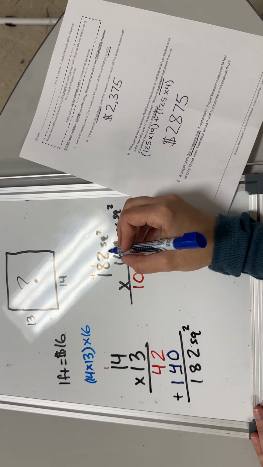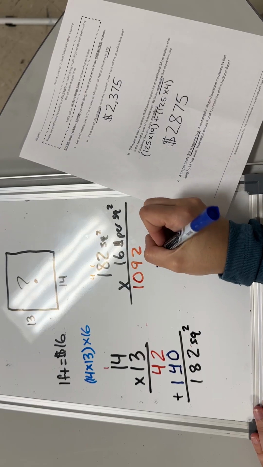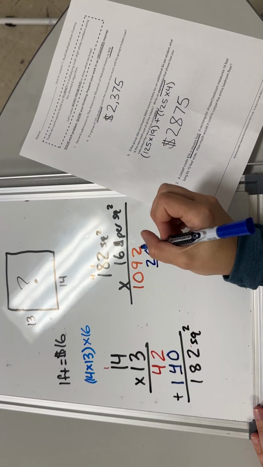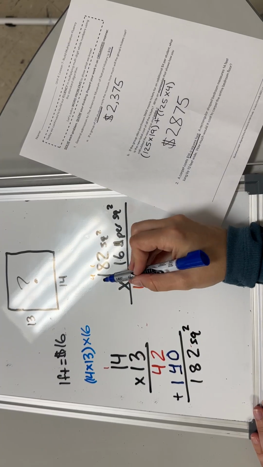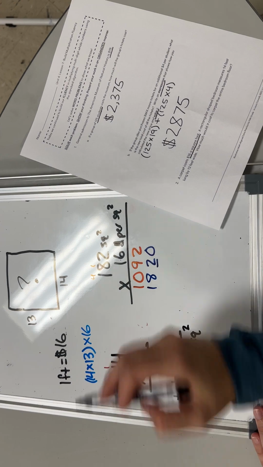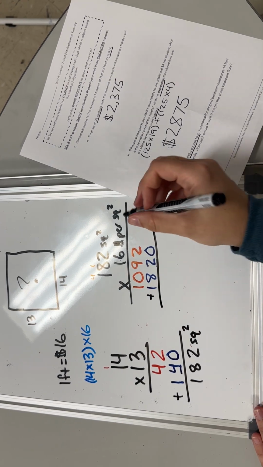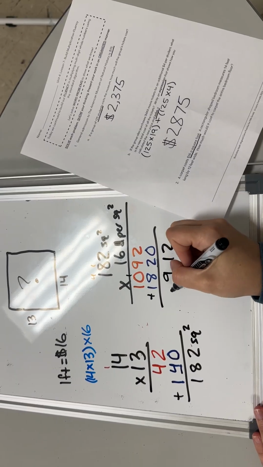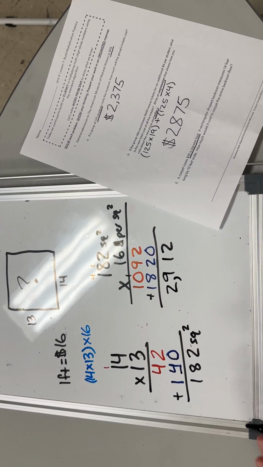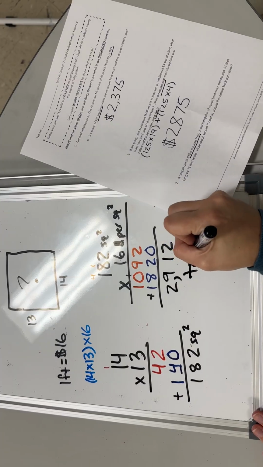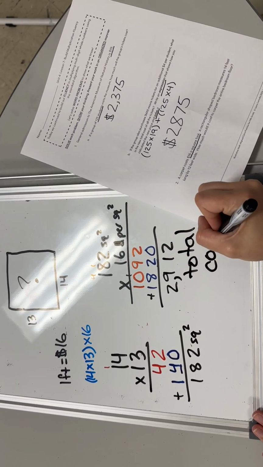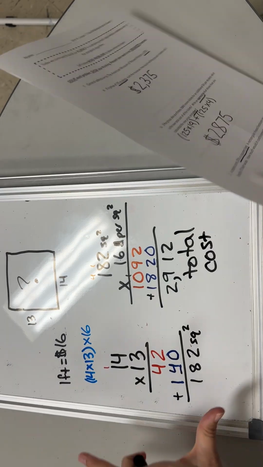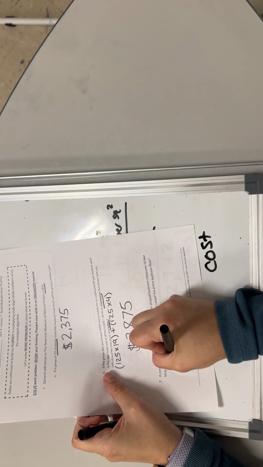My second partial product is in my tens place value. So I need a 0 in my ones. And I'll do 1 times 2 for 2, 1 times 8 for 8, 1 times 1 for 1. Now I can add these partial products together. I get 2, 11, 9, and 2. My total cost for the floor is going to be $2,912. Make sure you're showing all of this work on your page.